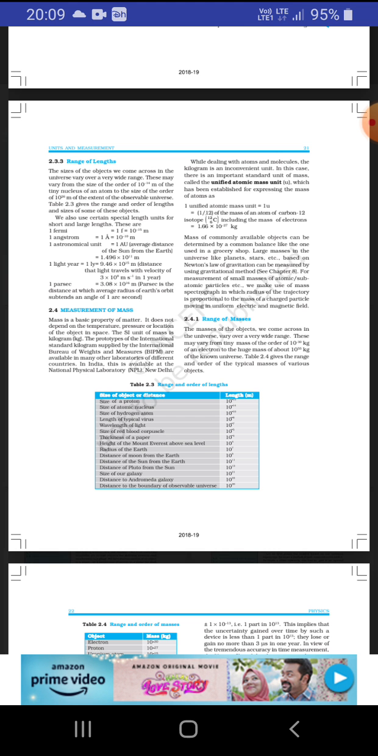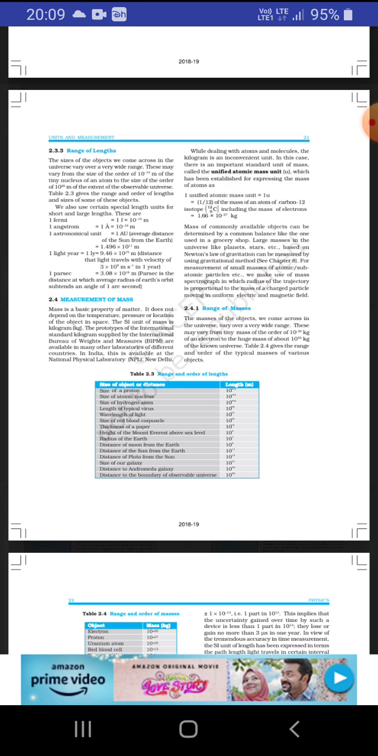So measurement of mass. How to measure the mass? Mass is a basic property of matter, as you know. It does not depend on the temperature, pressure, location, or the space wherever it is. And the SI unit of mass is kilogram. You learnt this in the 7 fundamental units, right? Mass is measured in kilograms, we say.